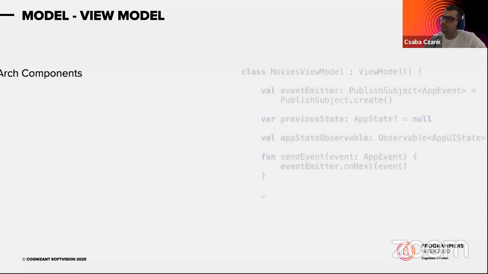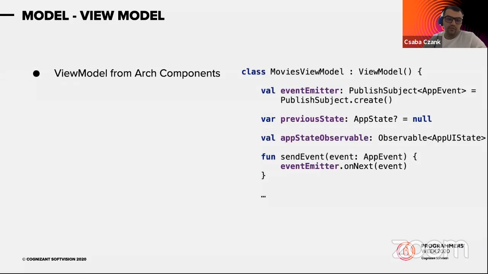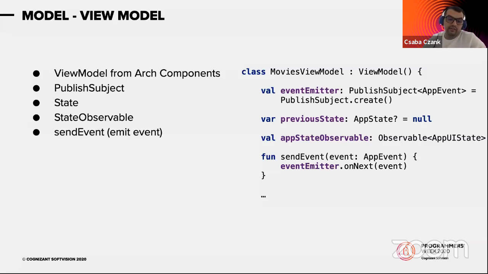The last element is the view model, which is the bond between the elements of the model. In our case, we have used the view model for architecture components because it is lifecycle aware. Using an implementation with RxJava, we use the publish subject to broadcast the events. The view model also contains a reference to the previous state. And beside these, it also contains an observable that is observed by the view. We also have a send event method that makes the event emitter available to the view.